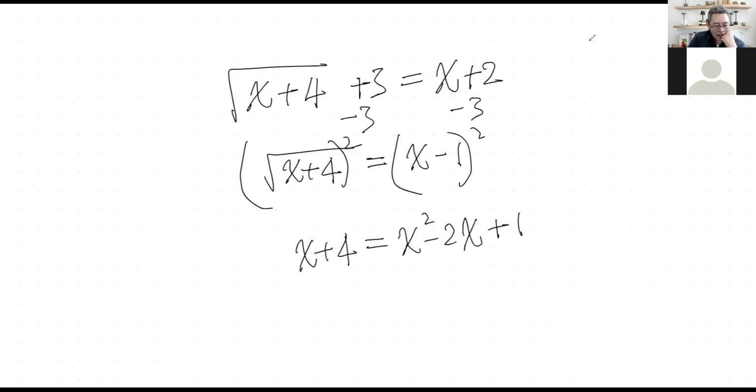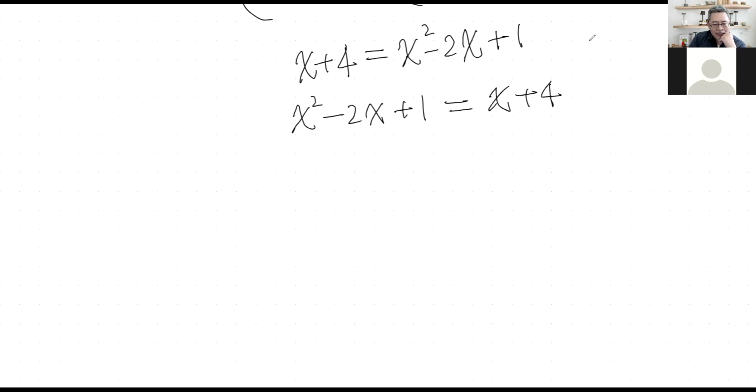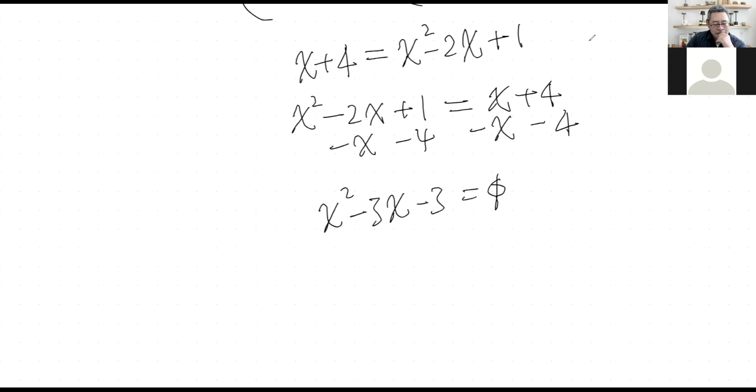Yep. And so we rewrite like this. This is called the symmetric property of equality, and that allows us to subtract X and subtract 4 on both sides. So what we got here is X squared minus 3X minus 3 equals 0. Good?